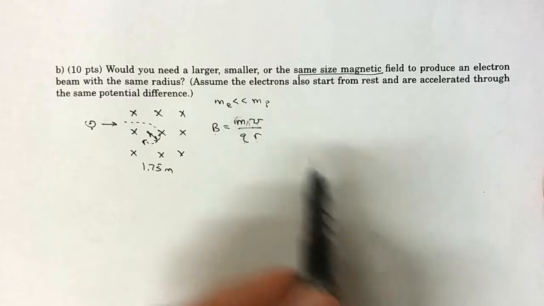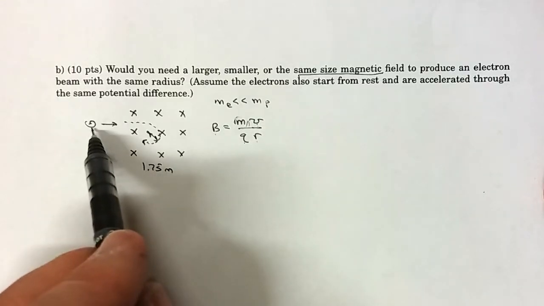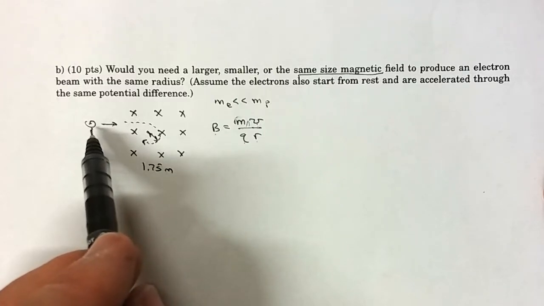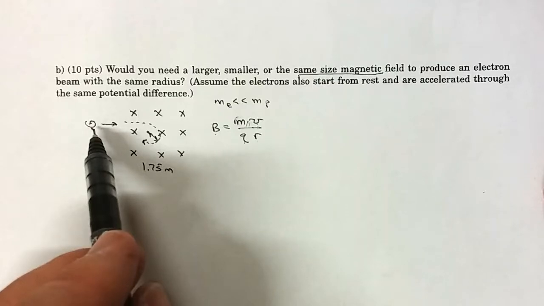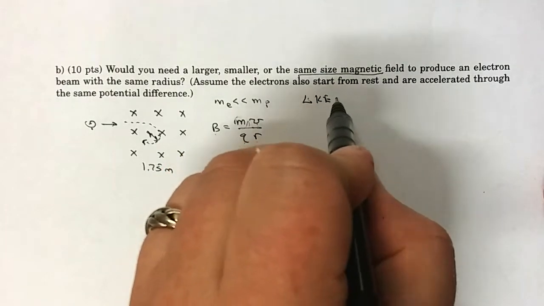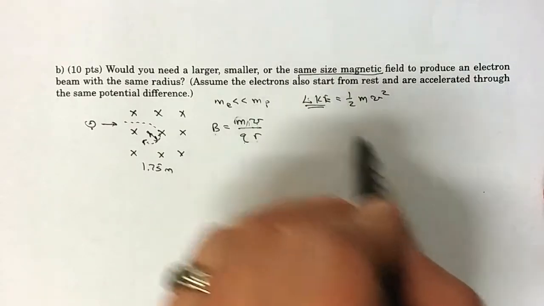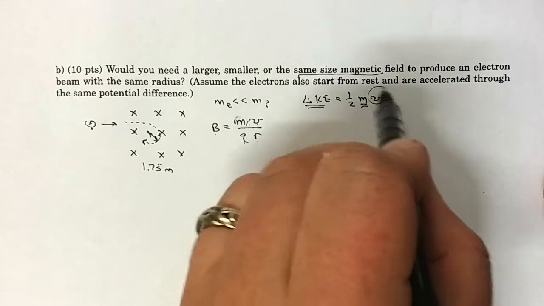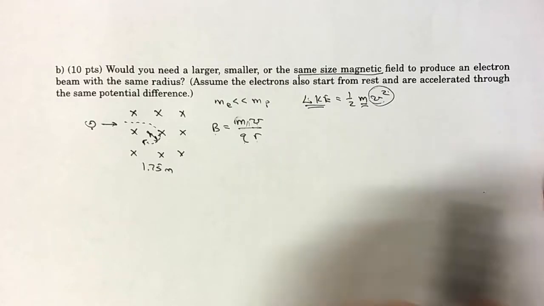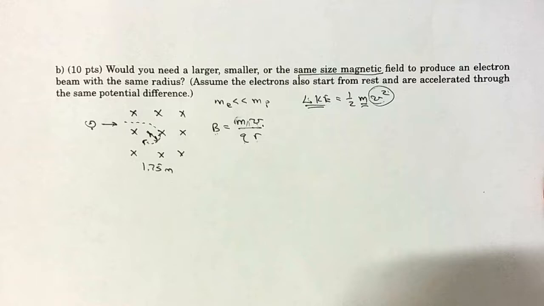But v depends on the change in energy of the electron. Since its charge is the same as the proton, then the change in energy will be the same. But the final kinetic energy, while it's the same as the proton, the mass is a lot smaller. Kinetic energy is 1/2 mv squared. So if kinetic energy change is the same, but m is smaller, won't this v be a lot bigger? And so if v is bigger, won't that mean that B has to be bigger?